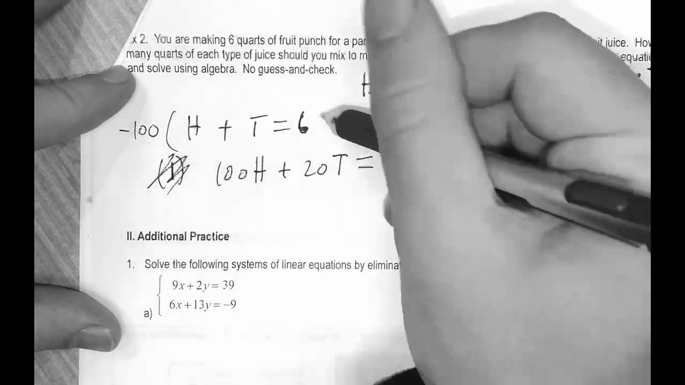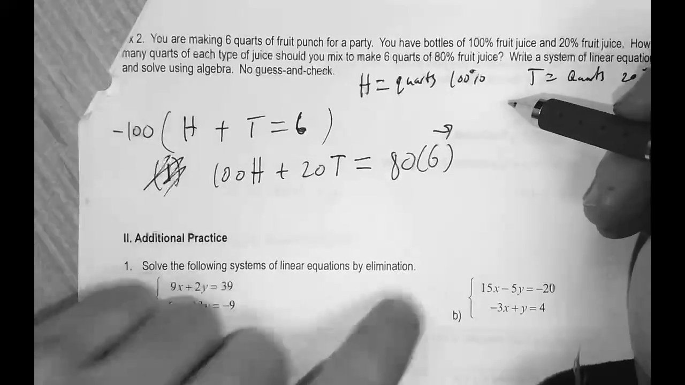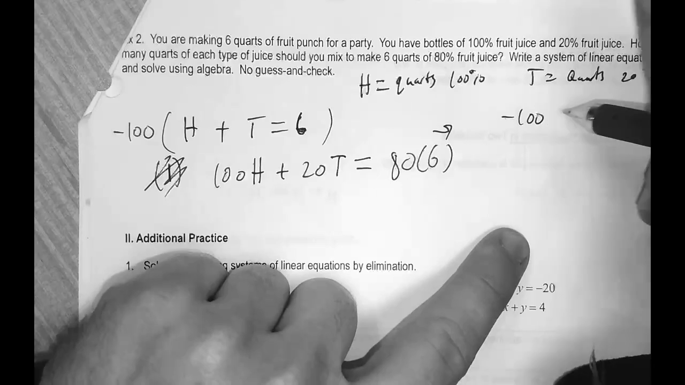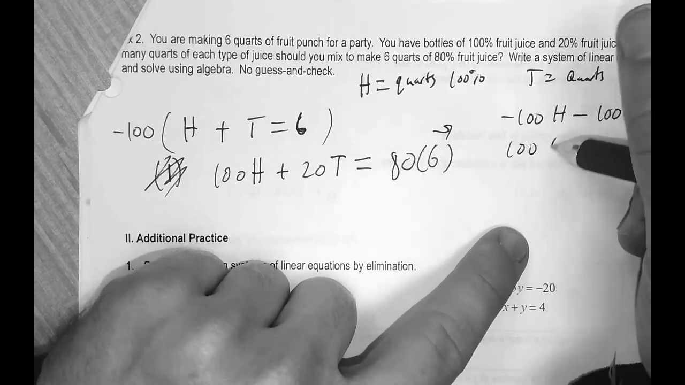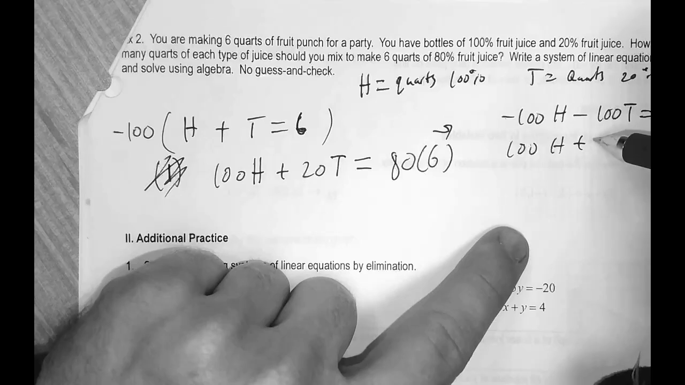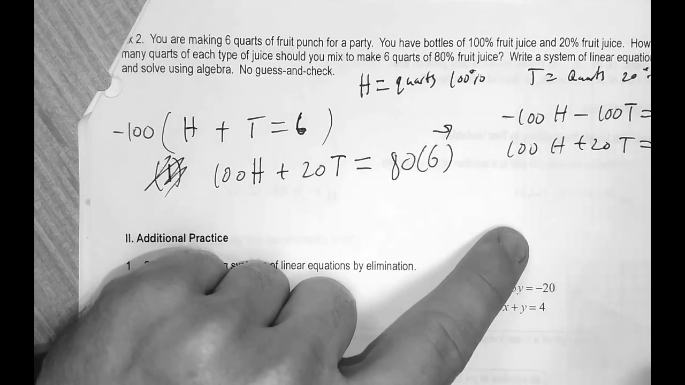So I'm going to multiply the whole top one here by negative 100, and I'm going to write them out over here. So we're going to have negative 100H minus 100T equals negative 600, and then on bottom 100H plus 20T equals 480. I'm going to add these together.